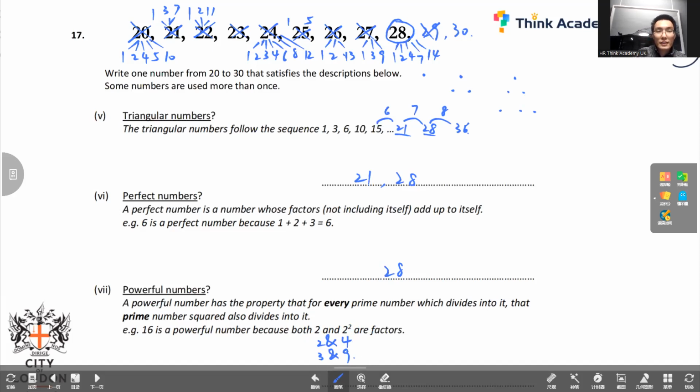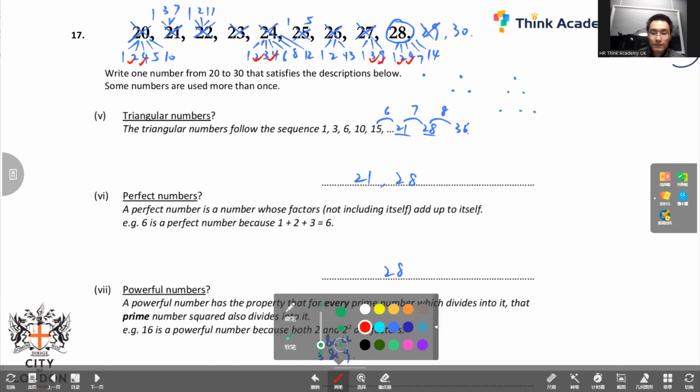So we can count 20 because it has factors 2 and 4 over here. We cannot count 21, not 22, not 23. We can count 24 because it has 2 and 4. Cannot count 25, cannot count 26. We can count 27 because it has factors 3 and 9. And also we can count 28. It has 2 and 4. Again, not 29. Let's see if we can count 30, shall we?